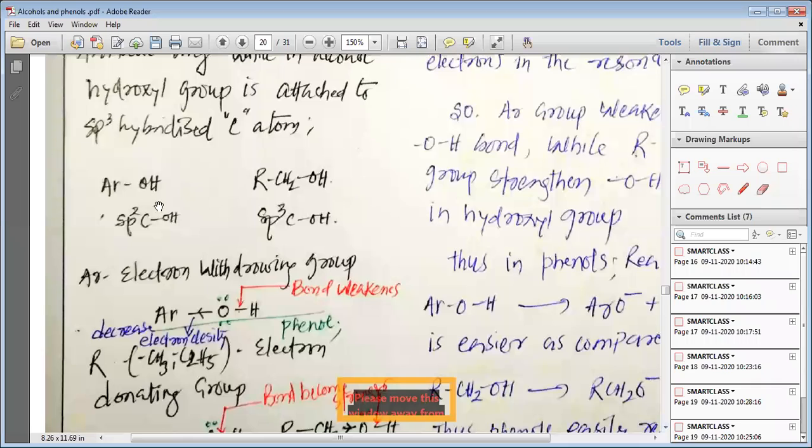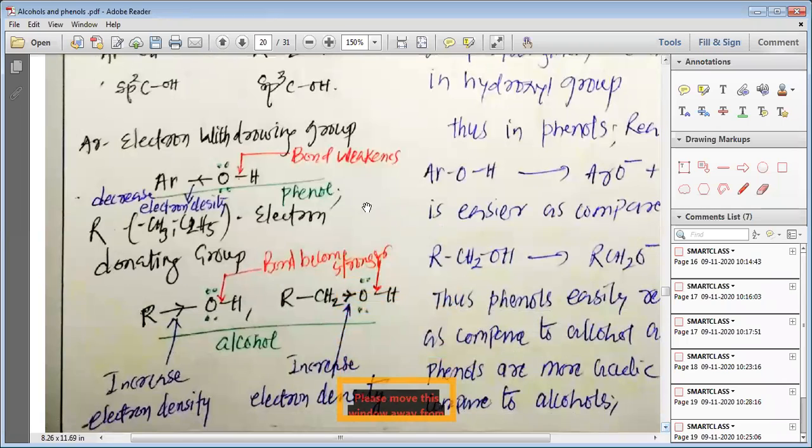So you can see that in phenol we have ArOH, in alcohol we have RCH2OH. In phenol we have an sp2 carbon bonded with the OH group, but in alcohol we have an sp3 carbon bonded with the OH group, my dear students. Ar, that is the aromatic ring, is an electron withdrawing group. So the aromatic ring attracts the electrons of oxygen towards it.